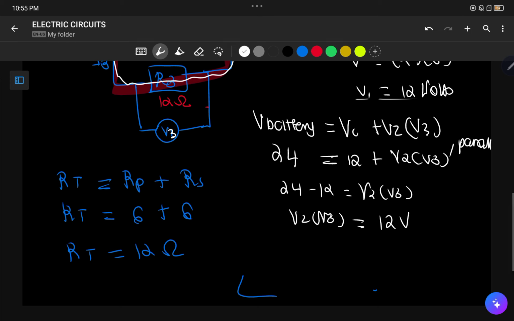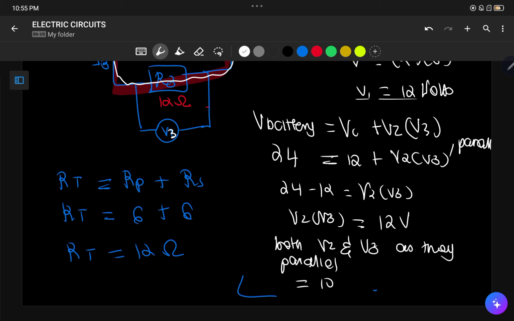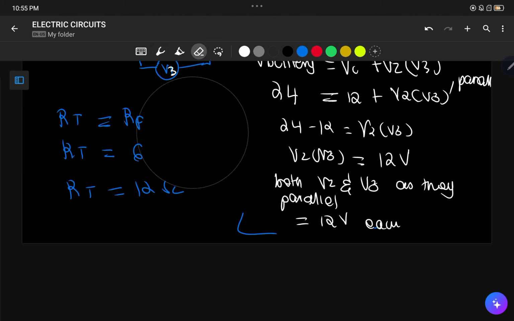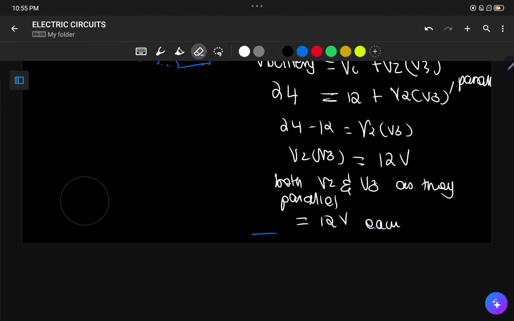That means that both V2 and V3, as they are parallel to one another, would have the same voltage, which is 12 volts each. Note that you do not divide the 12 by 2. Each and every resistor that is in parallel would have the same voltage. That means R2 and R3, read by V2 and V3, have a voltage of 12 volts each. I hope you understand.